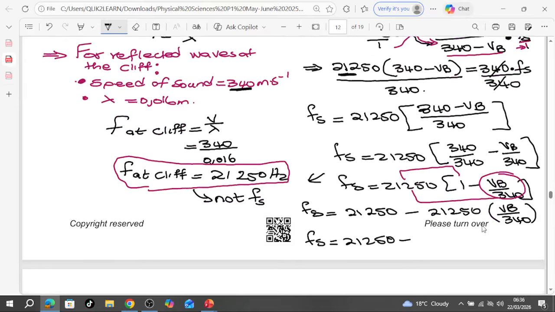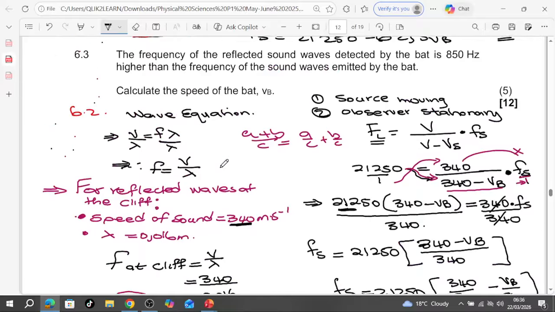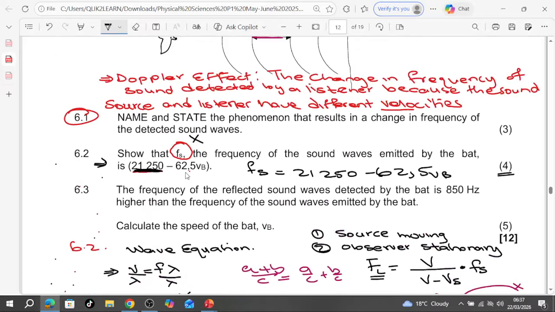So 21,250 minus, so now I know that when I multiply by this, it will be 21,250 divided by 340 times VB. I'm just going to write it down here. I can say this is 21,250, divide that by 340, and then multiply that by VB. And if we punch 21,250 divided by 340, we need to get the answer as 62.5. Let's put that on the calculator.